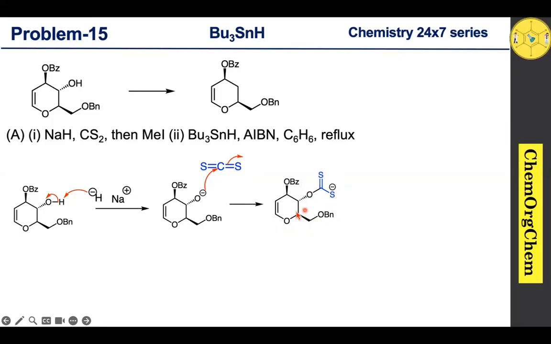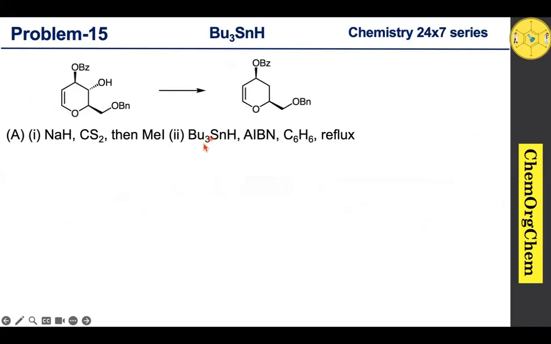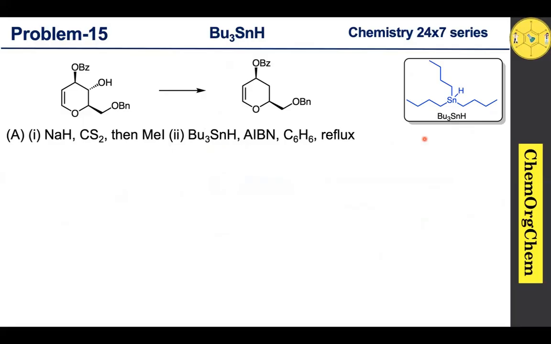This intermediate next reacts with methyl iodide. Here you see this S minus ion attacks the methyl from the back side and kicks off the I minus ion. This reaction undergoes by an SN2 reaction, which produces xanthate. This xanthate further reacts in the second step with tributyl tin hydride and AIBN. We have already seen the tributyl tin hydride reagent, its preparation, properties and application in our channel. If anyone missed that video, you can find the link in the description box below.